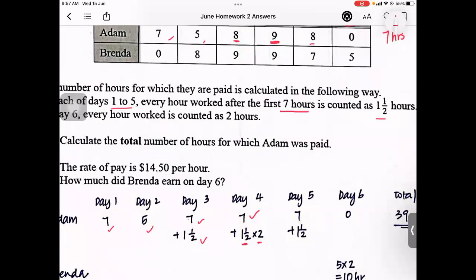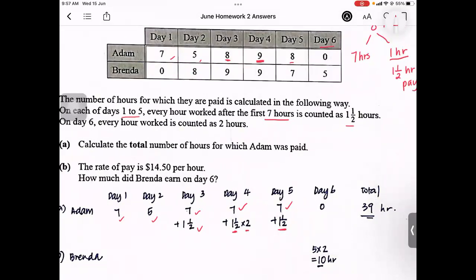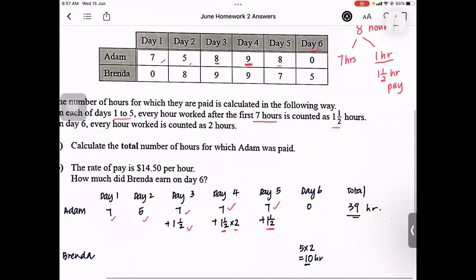Okay, next one, 8, same thing. The first 7 hours is the same. The extra 1 hour will be paid as a 1.5 rate. Then day 6, Adam did not work on day 6, so don't have. Okay, so they ask the total number of hours that Adam was paid. Add up all the numbers over here, you get 29.